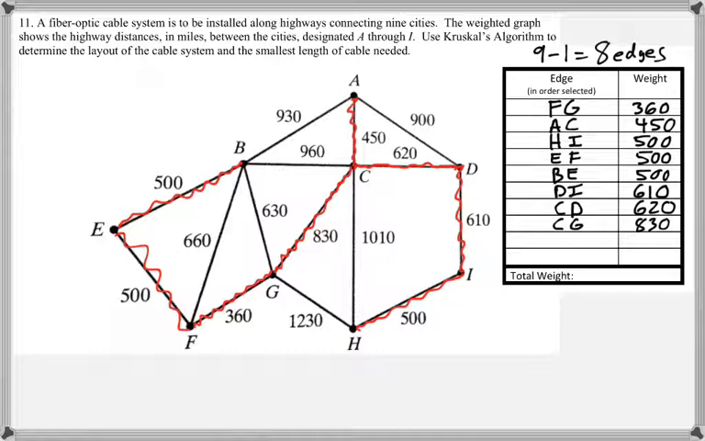So these are the 8 highways that we're going to include, and now all 9 cities are connected. And the total weight is 4,370 miles.